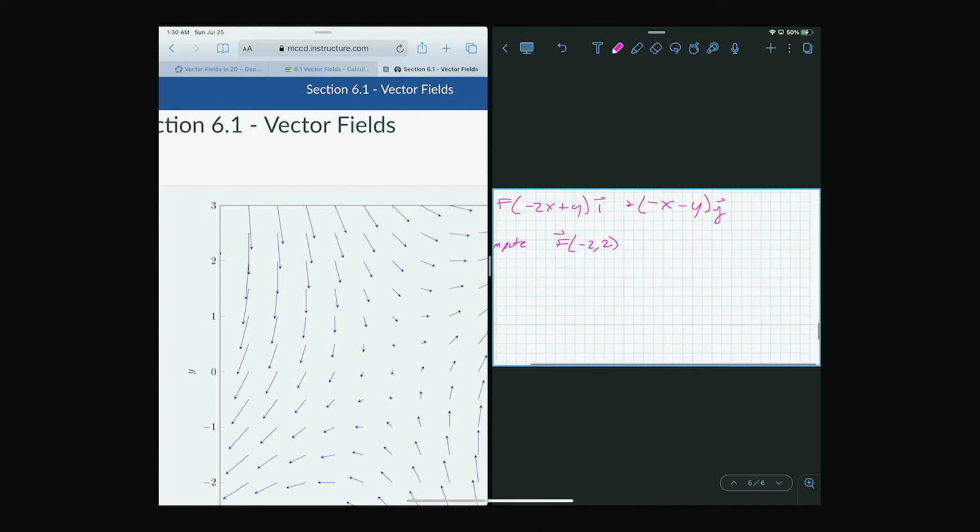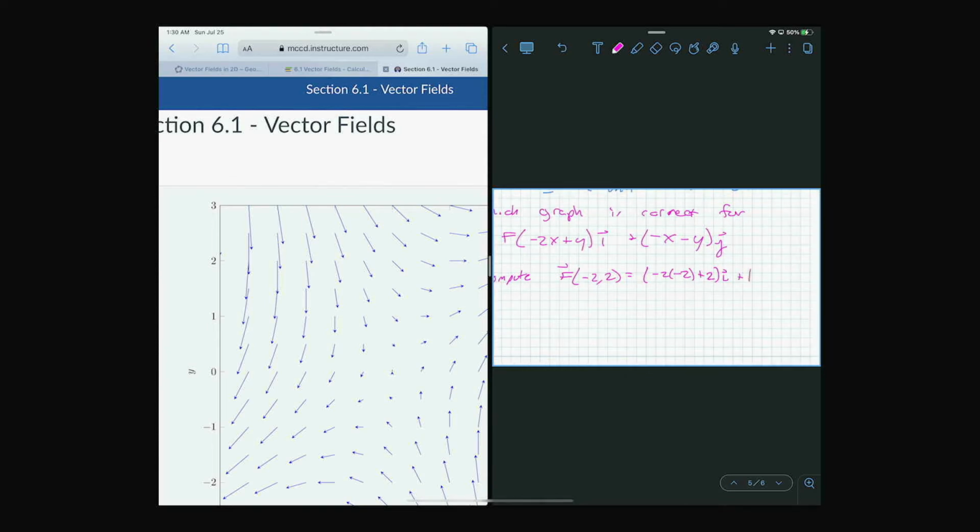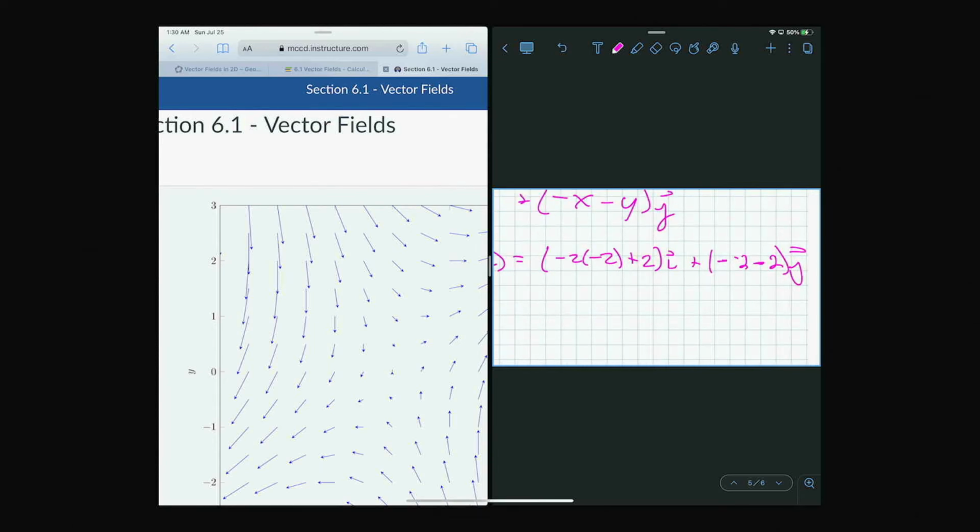Negative 2, positive 2. If you plug that into your formula, of course, that's not going to be hard to calculate. Negative 2 plus y, which is 2, i plus negative x, which is negative 2 minus y. I can barely write here because the HDMI adapters are in the way. Negative 2 for negative x minus y, which is minus 2j. Is that right? I think so.